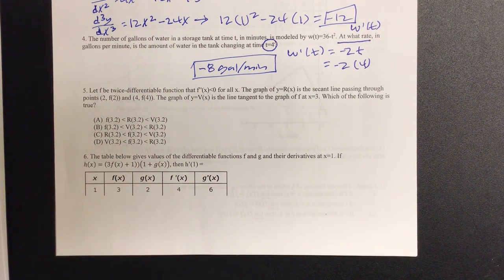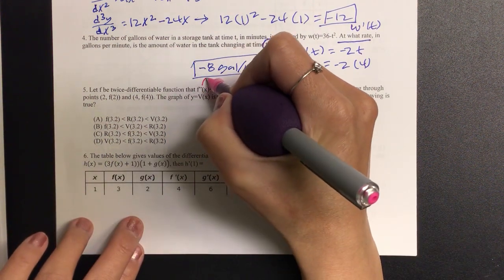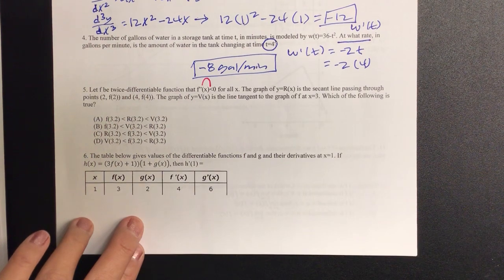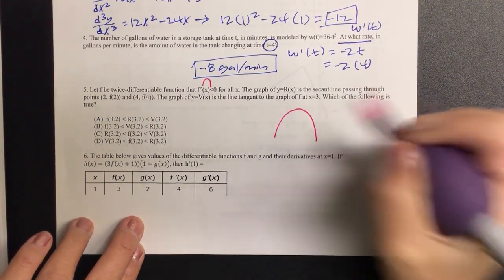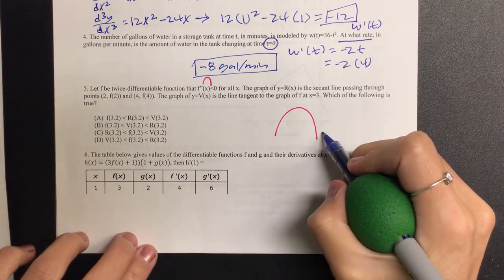It's quite a bit of wording, right? So let's break it down one at a time. If my double prime is less than 0, it is concave down. So draw me a concave down curve wherever you want. And this is the f function.